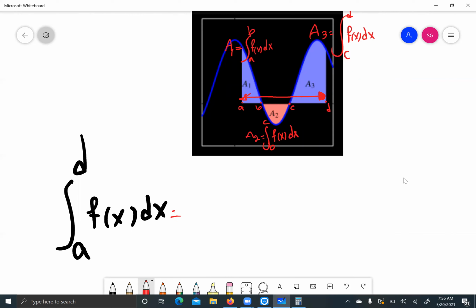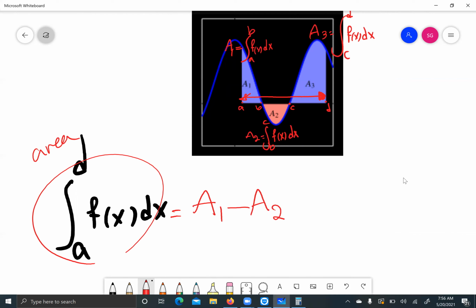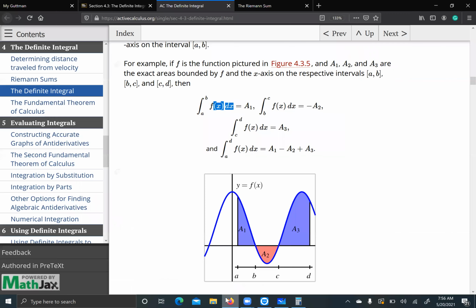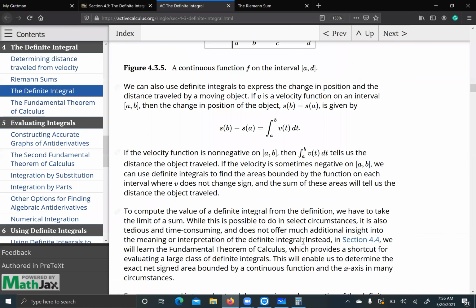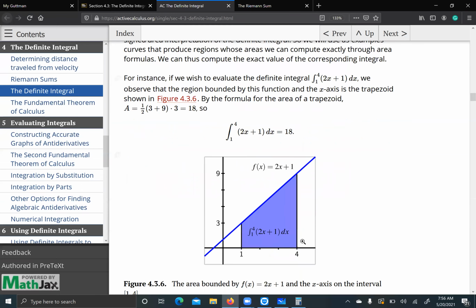Then, because you know that this is going to be the area under the curve, it's going to be A1, because A1 is above the x-axis, so it counts as positive. A2 is under the x-axis, so that's negative, and then plus A3. So we add the value of A1 and A3, and then we subtract A2 because that's a negative one. Okay.